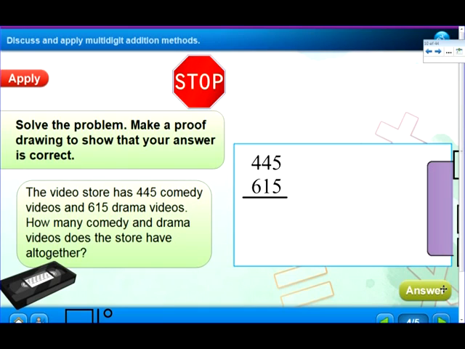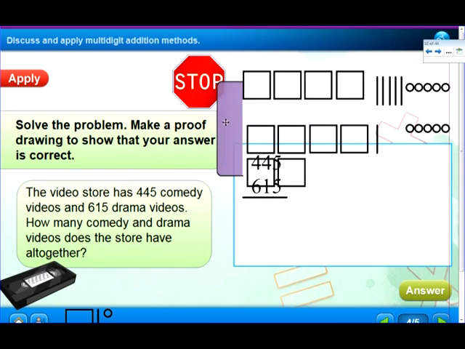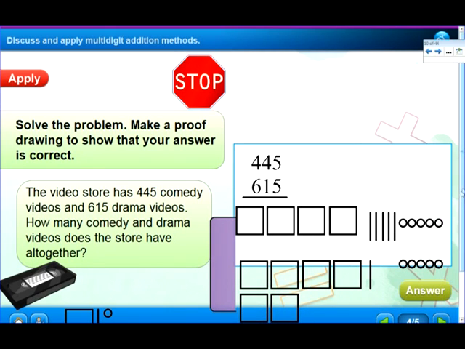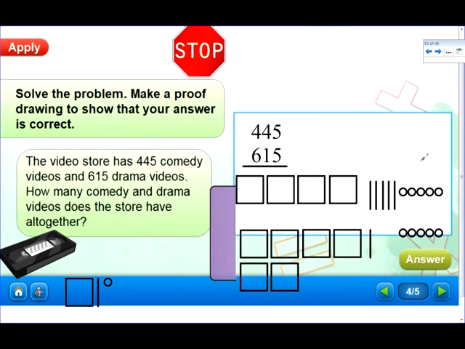Stop the video and see if you can figure out how many comedy and drama videos the store has altogether. I'm going to start out by using my drawing right here. Let's see if I can get it so you can see. And we're going to check.